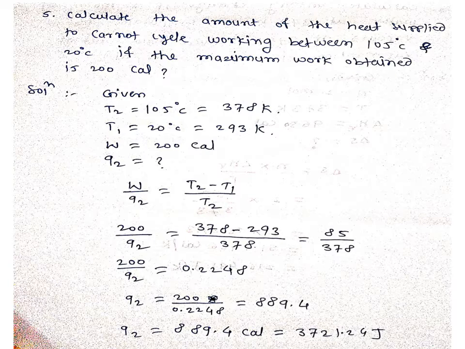You will get the answer, that is Q2 is equal to 889.4 calories. Now convert this calorie into joule by multiplying with 4.18, that is 1 calorie is equal to 4.18 joule, and you will get the answer in joules.